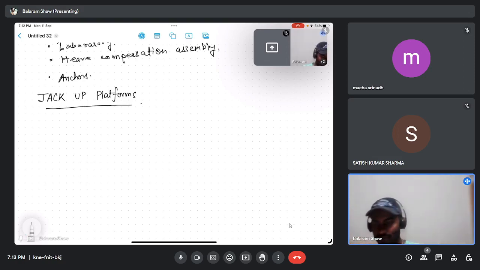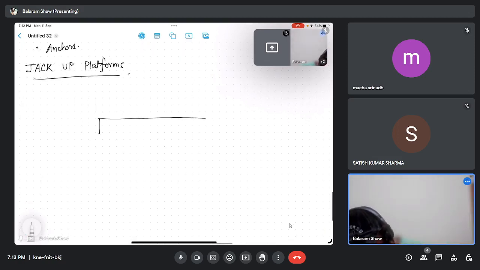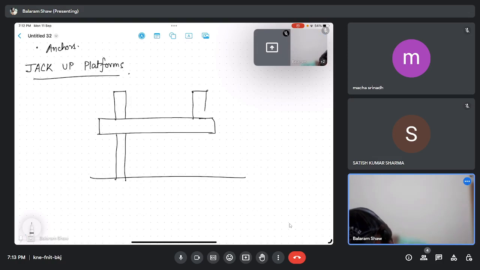Okay, so whatever we were discussing about the jack-up platform. As you have seen there, one platform will be there, and there will be some 3 or 4 legs, this kind of structure, and the seabed will be there. This will be 3 or 4 based on how big the platform is. Okay, I'm drawing the platform.